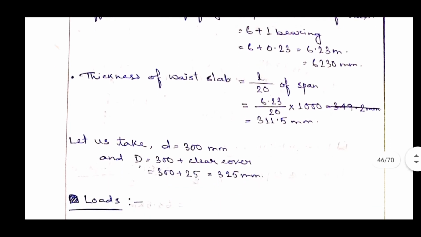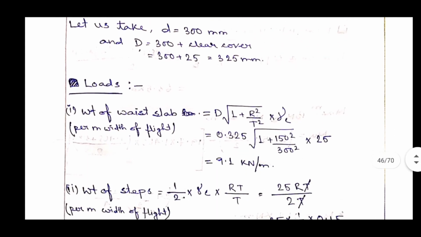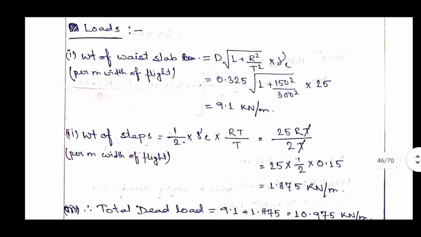Now let us take D, effective depth, as 300 mm. We assume that effective depth is 300 mm. Now we have to calculate overall depth. We may provide a clear cover of 25 mm. So 300 plus 25, that is equal to 325 mm, that is the overall depth. Now we have to analyze the loads, which depends upon overall depth, riser size, tread size, and definitely gamma c, that is unit weight of RCC.